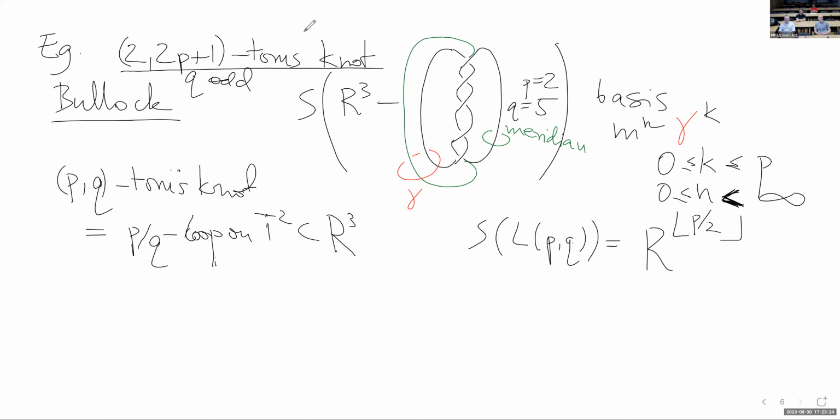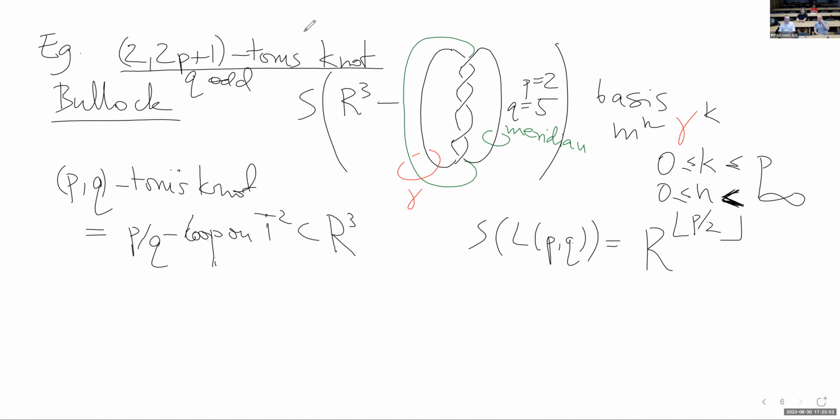First of all, by the theorem of Bullock, this needs to be a knot, and therefore P and Q should be coprime. The classification of loops involves coprime P and Q. 6,15 wouldn't be a slope because they're not coprime. That would suggest 3 loops. Okay, I see. Coprime.